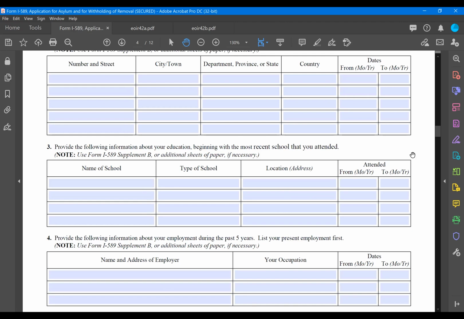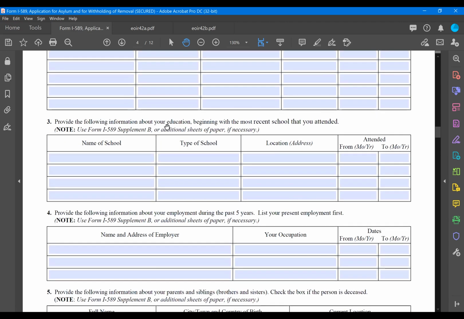Question 3 is also pretty straightforward about education, beginning with the most recent school. So if they attended high school, put that information, and then go backwards through all of their schools. Some people will only have gone to elementary school for a few years. Some people may have a college education. List it all out there.